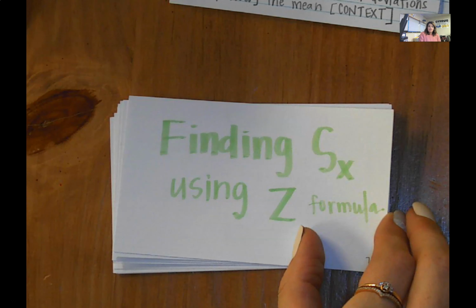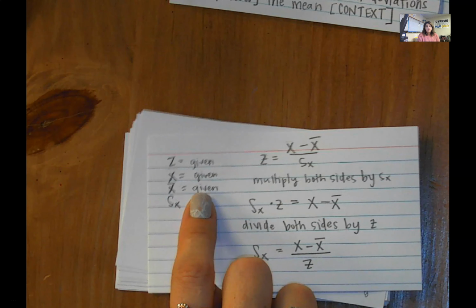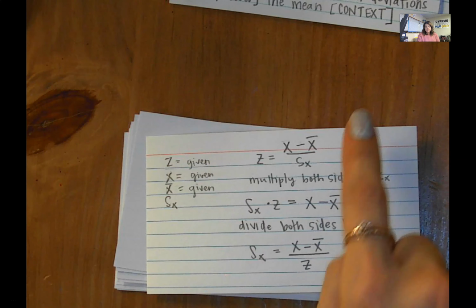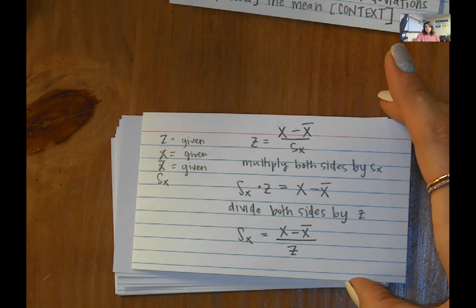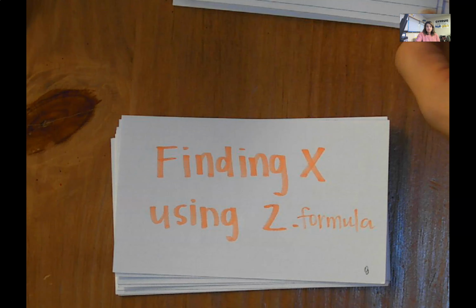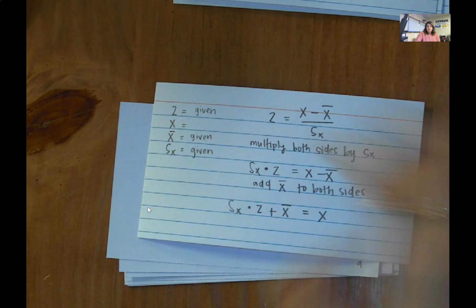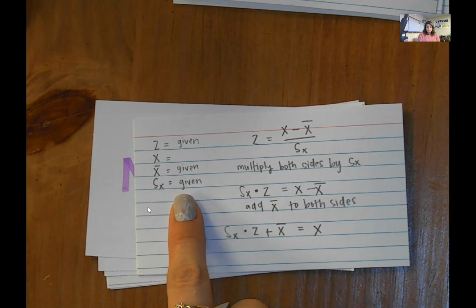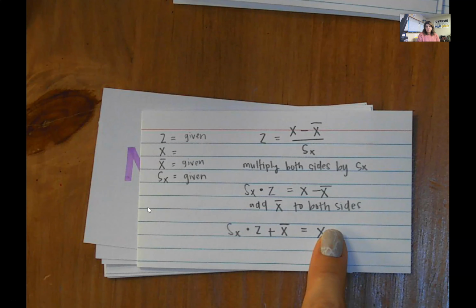Finding standard deviation using the Z formula. So just remember, in the Z formula, you need these 4 things. You will be given everything but the standard deviation. These are just the steps to solve. Solving for X or finding X is very similar. You need these 4 things to use the formula. You don't have X, that's what you're finding. These are the steps to solve.